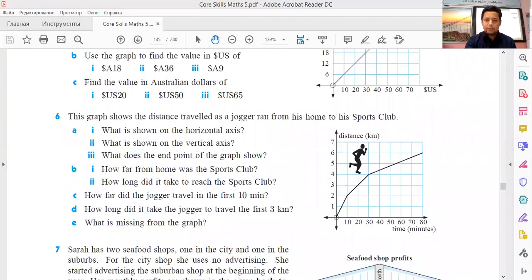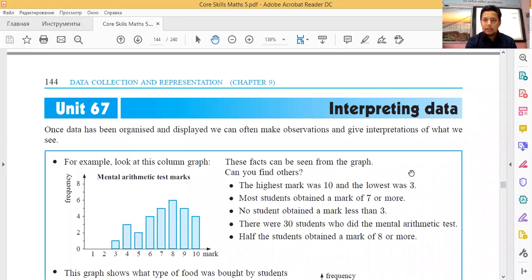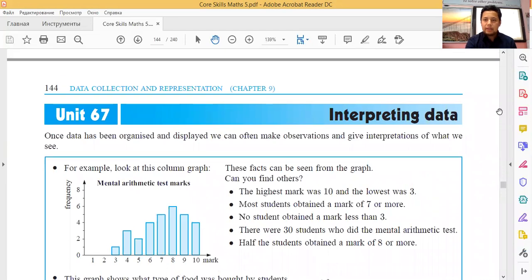Last lesson, we have learned how to organize data by using pie chart. Today, we are going to learn interpreting data. Interpreting data means explaining the information.